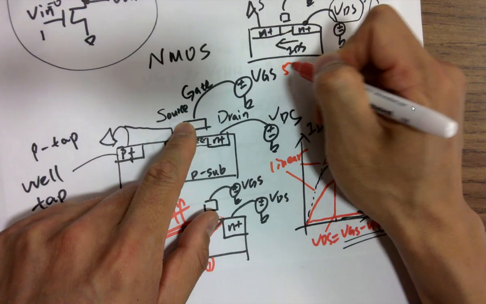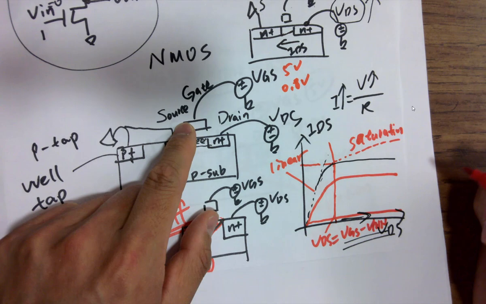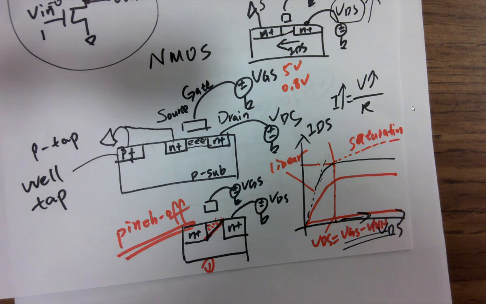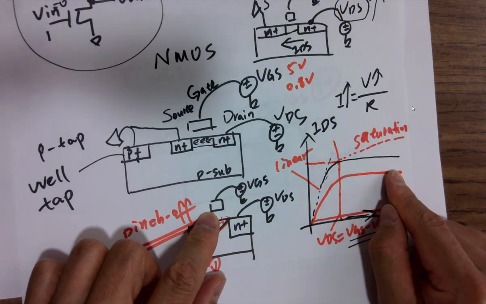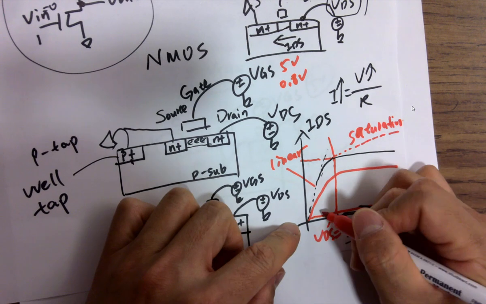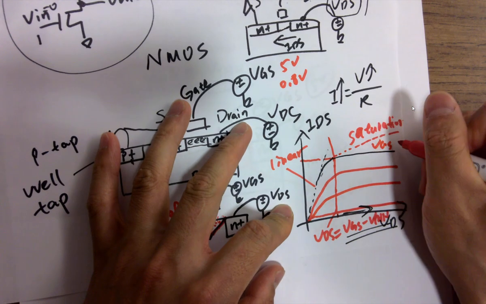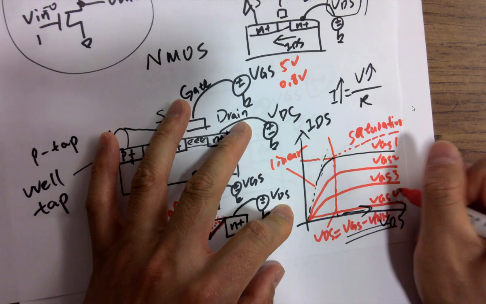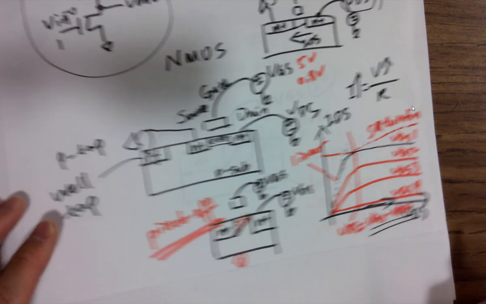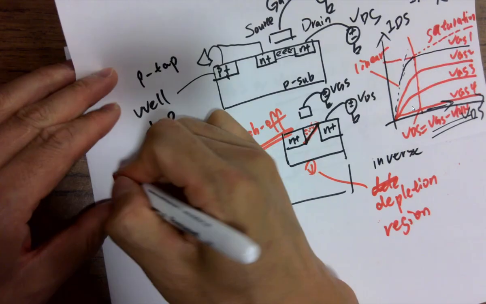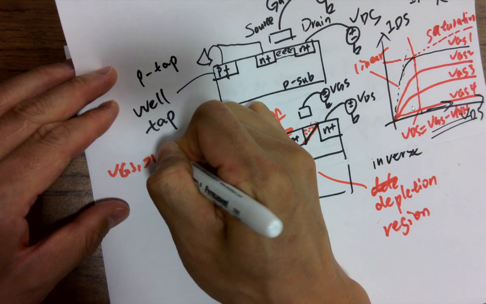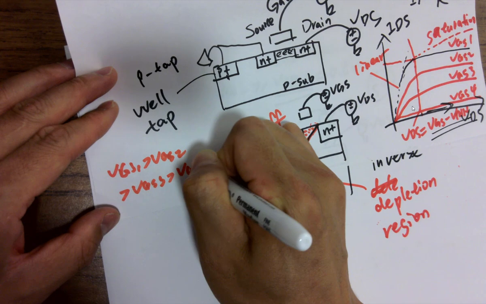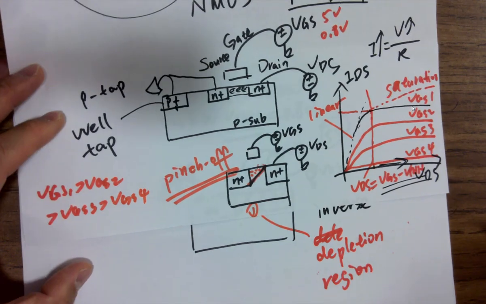It could give 5 volts, but the threshold voltage is 0.8 volts. Could you give 3 volts to the gate? VGS 3 volts, would that work? Yes, it's going to show a curve like that. So this is VGS. You can also do this. This is VGS 1, VGS 2, VGS 3, VGS 4. So definitely VGS 1 is larger than VGS 2, larger than VGS 3, larger than VGS 4 in this case.